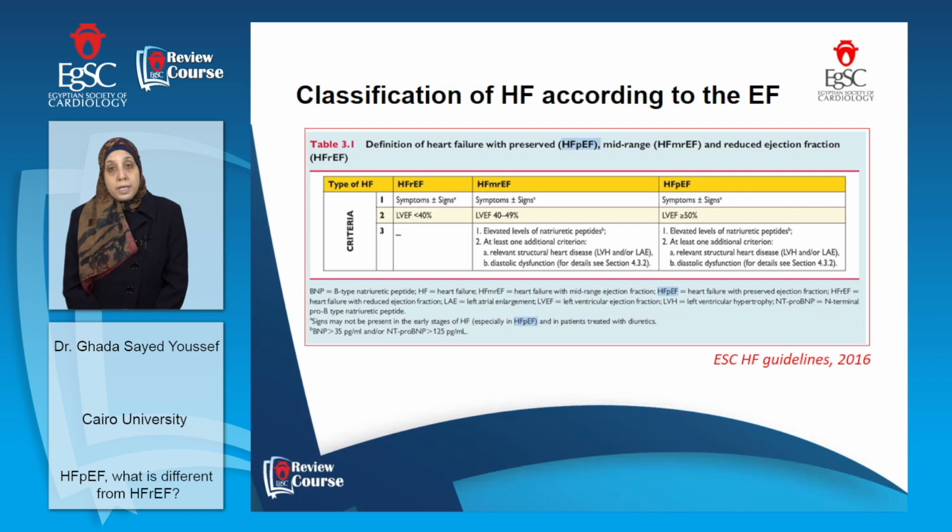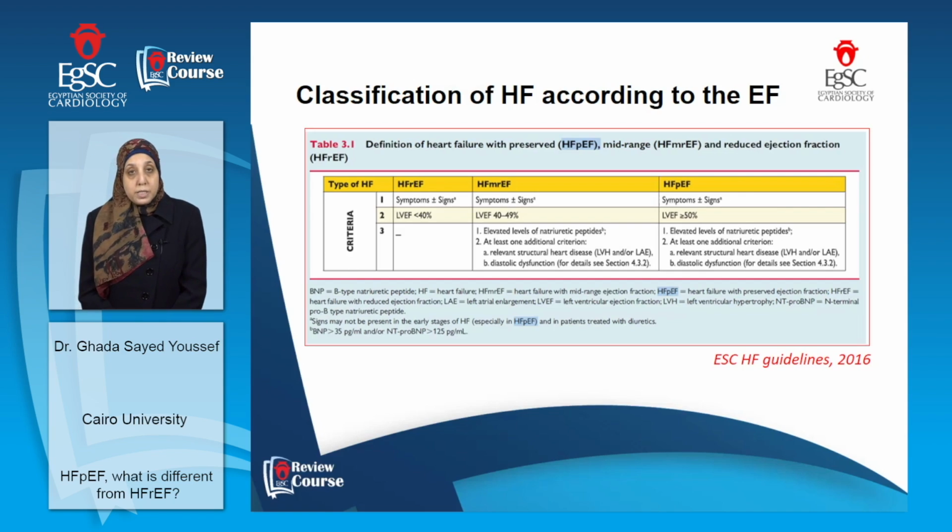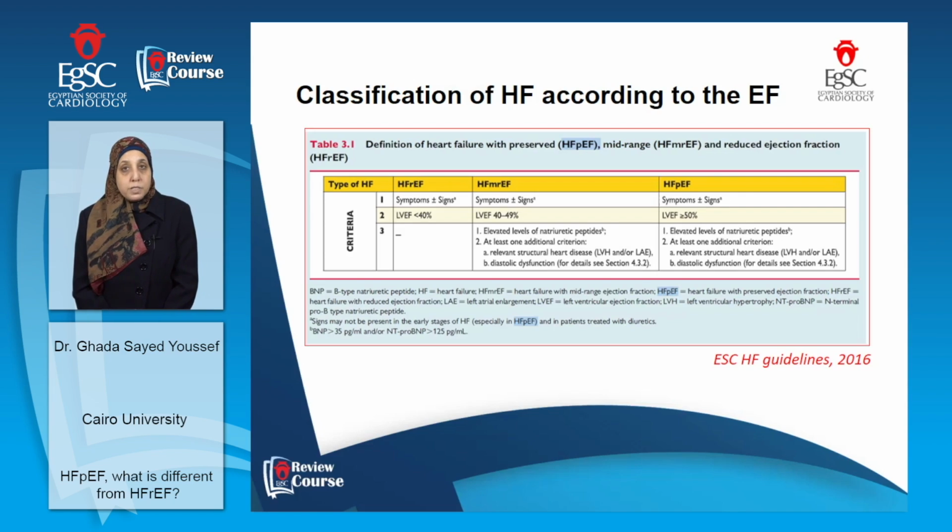And the ejection fraction range in between these conditions, that is ejection fraction between 40 and 49% in association with elevated natriuretic peptide and objective evidence of structural or functional heart disease, was classified by the European Society as heart failure with mid-range ejection fraction. In most heart failure clinical trials with preserved ejection fraction, they included patients with mid-range ejection fraction as well.